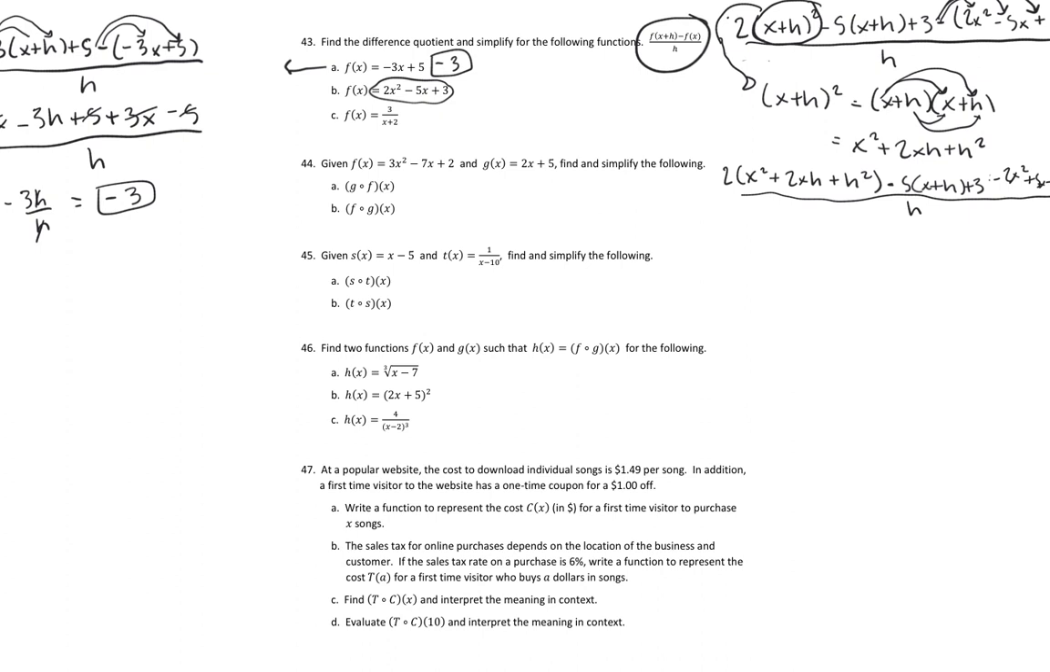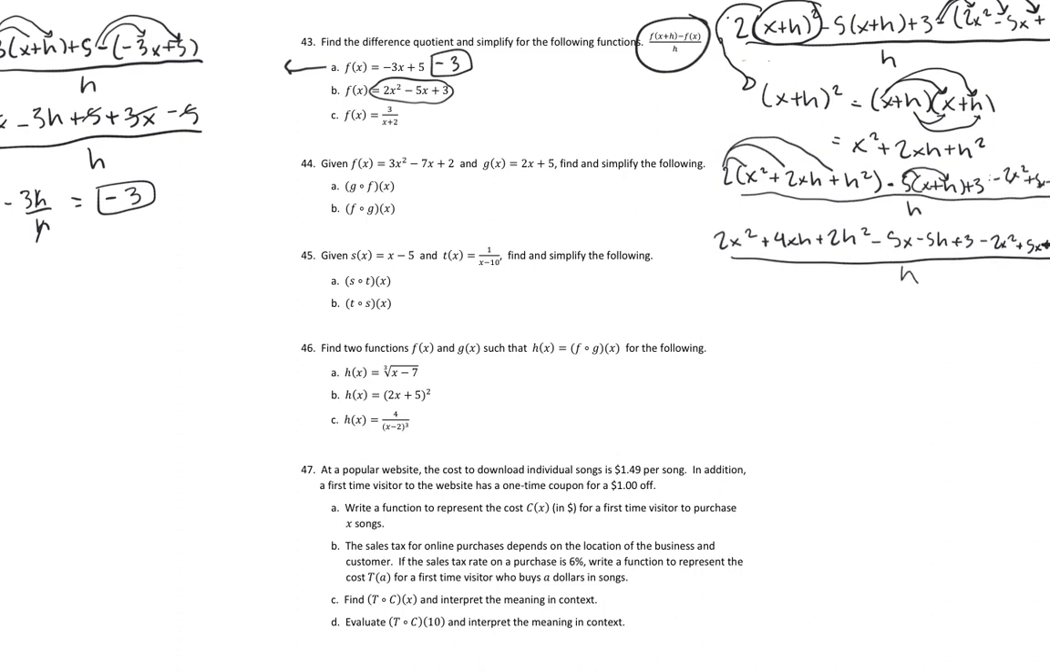Okay, so then I can distribute the coefficients, so I can do the 2 to all of these terms, and then the negative 5 to both of these terms. And then that's going to be 2x squared plus 4xh plus 2h squared minus 5x minus 5h plus 3, and then minus 2x squared plus 5x minus 3 all over h.